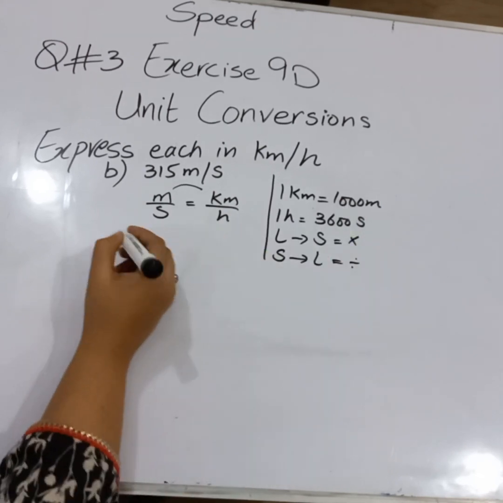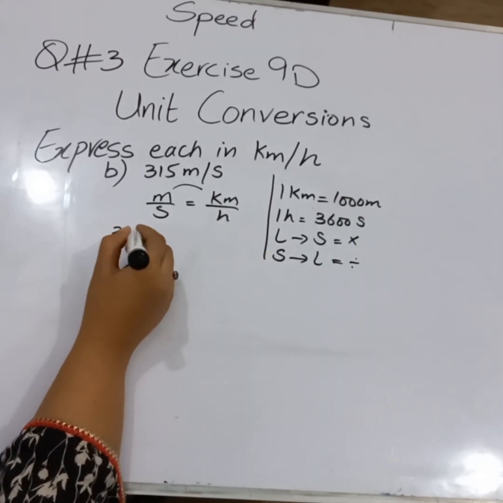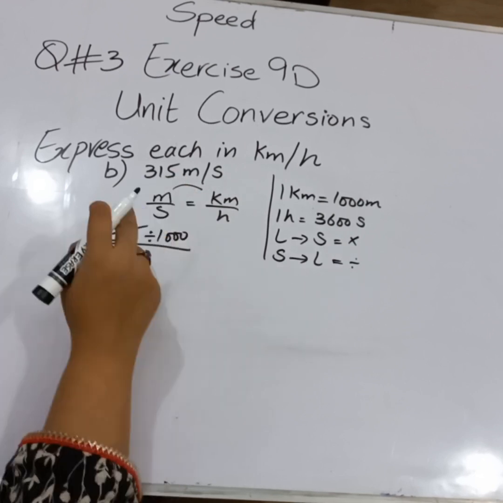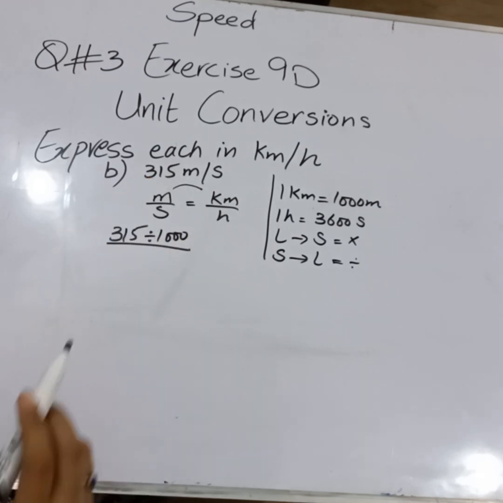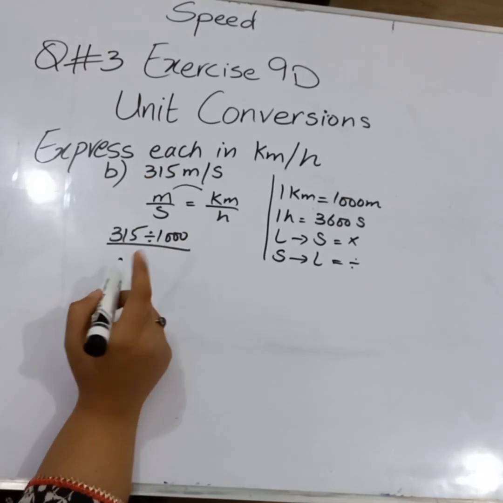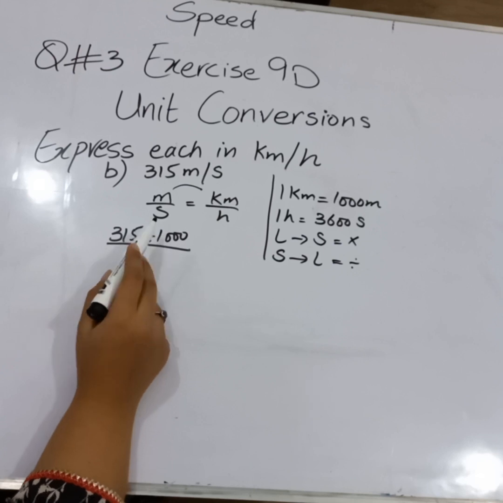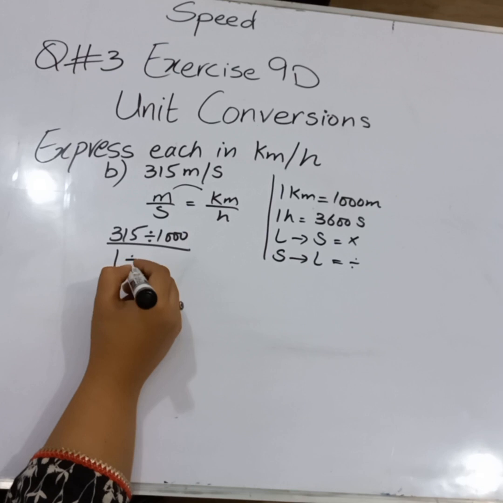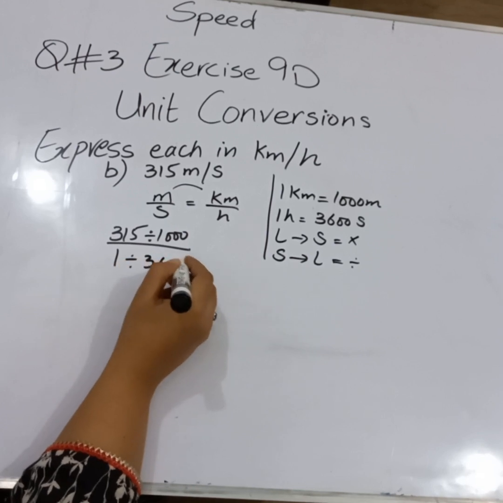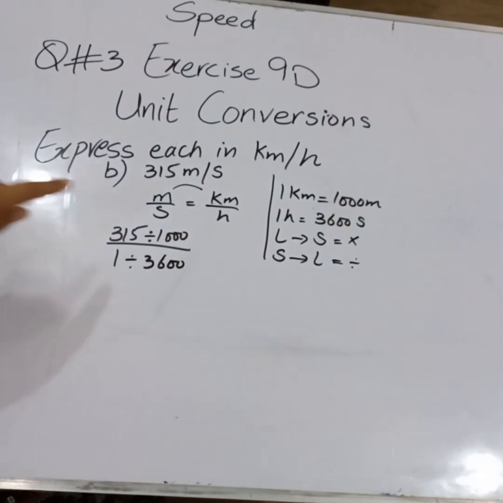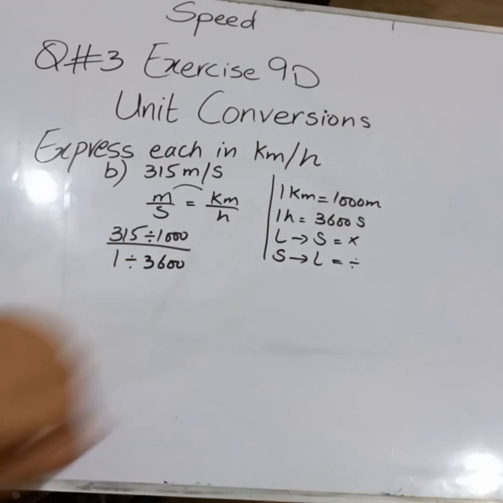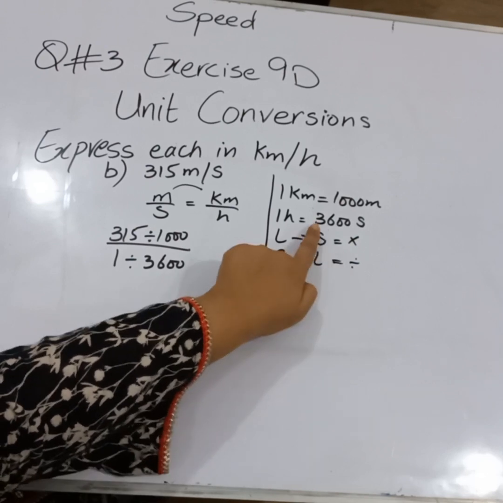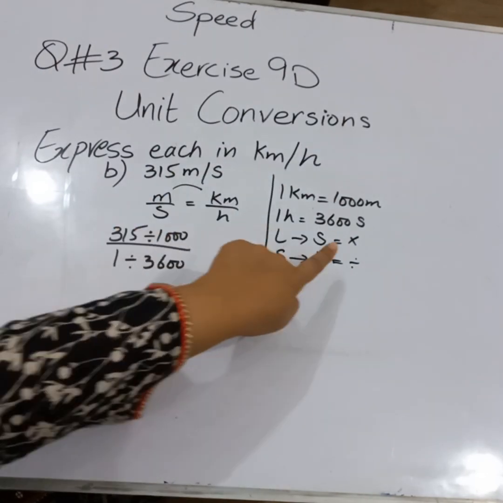So it means 315 will be divided by 1000, and how many seconds do we have? Right now we have 1 second. That 1 second has to be converted into hours. So 1 will be divided by 3600, because second is a smaller unit and hour is a larger unit. So I am going from smaller to larger unit. I have to do division. Division by which number? By 3600, because 1 hour has 3600 seconds.